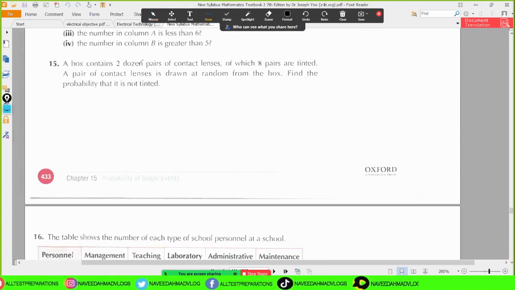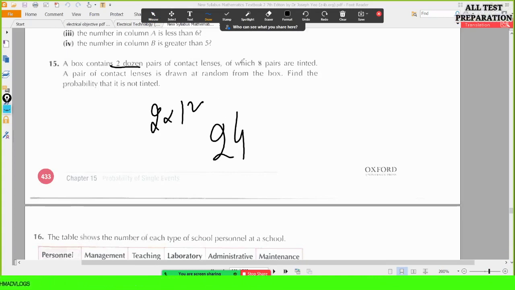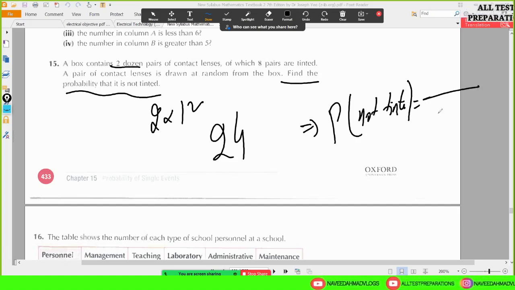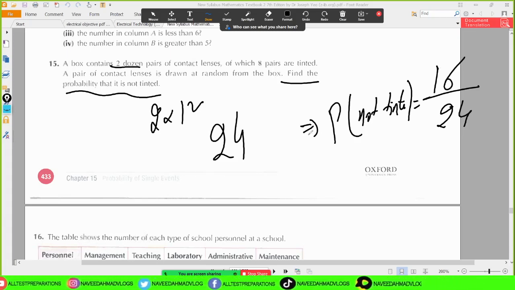A box contains 2 dozen pairs of contact lenses. 2 dozen means 2 times 12, so it means a total of 24 pairs of contact lenses, out of which 8 pairs are tinted. You need to find the probability that a pair is not tinted. Probability for not tinted: on top you write the desired, at the bottom you write the total. Out of 24, 8 were tinted and the rest that remain will be 16. So 16 divided by 24 will give you the final answer.